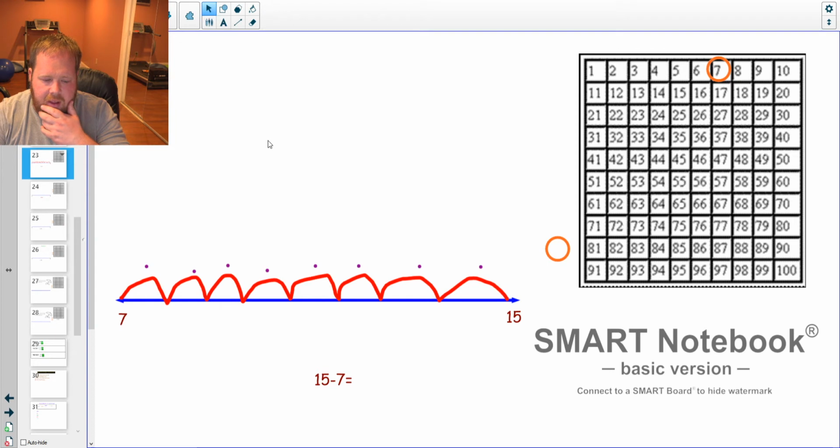So I'm thinking that 15 minus 7 equals 8. Let's just double check with our grid. So we're starting at 7 and we're ending at 15. Very good.